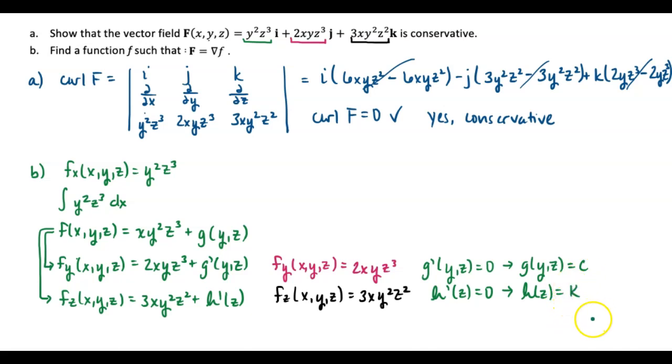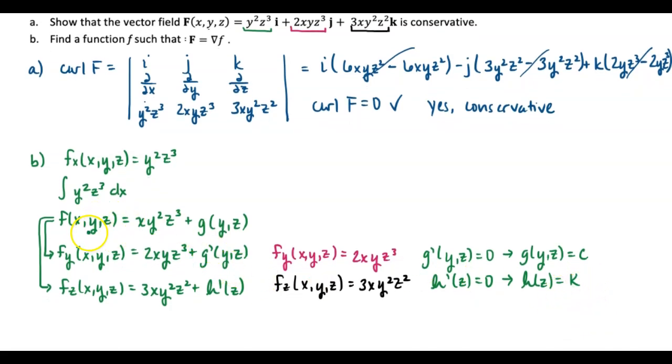We can also just call that some different constant k. And because of this, we have determined that one of the functions f, notice that this is find a function f, not find the function f, contains these constants both being equal to 0. And so we can say a function of f is f of x, y, and z is equal to x y squared z cubed. So this is our potential function.